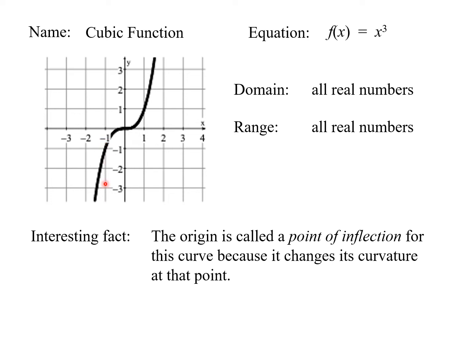To the left, it has a concave downward curve, which if you take your hand and put that in the shape of the curve over here, your palm faces downward, that's concave downward, whereas to the right, it's concave upward. Your palm would face upward at this point. And the point at which that curvature changes is called a point of inflection.